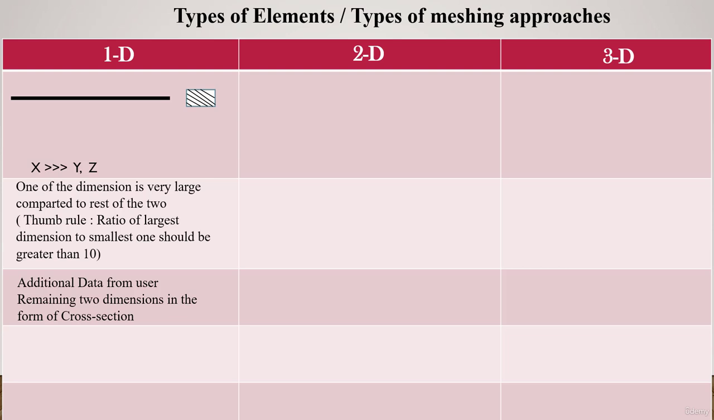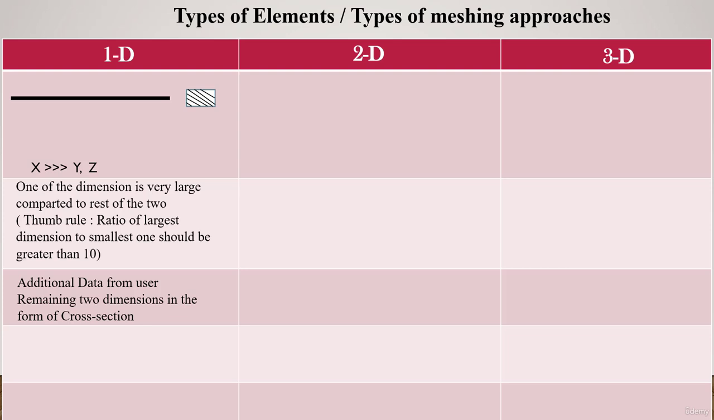With the 1D meshing, we have created a simple line. That means we have defined one dimension. But as I told you, we require all the three dimensions. So the other two dimensions we have to extract by other means. That other means will come in the form of cross section.